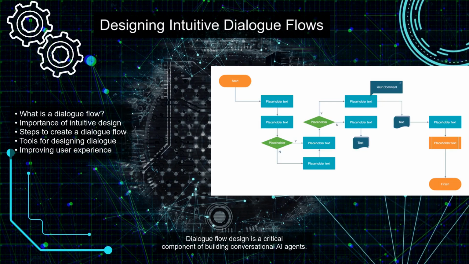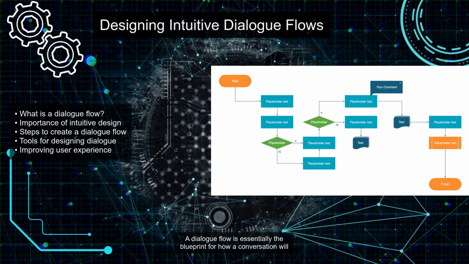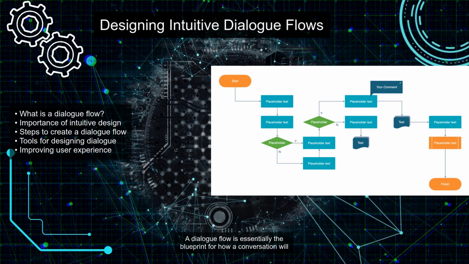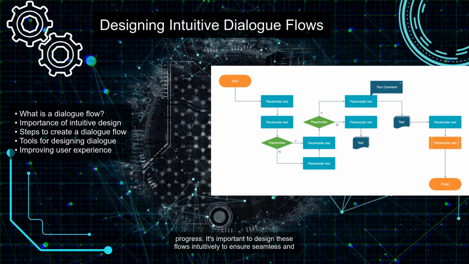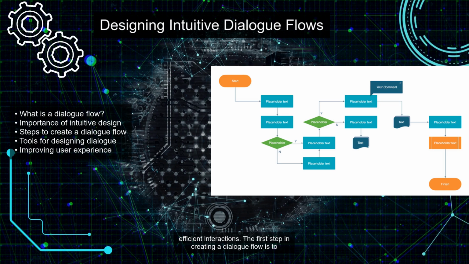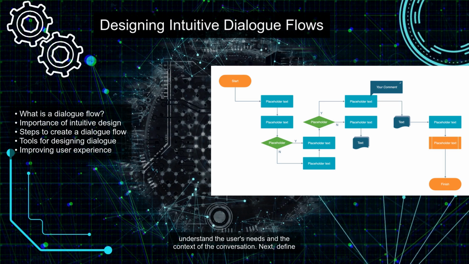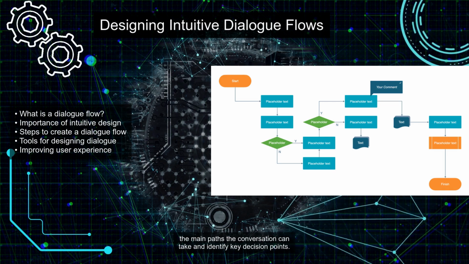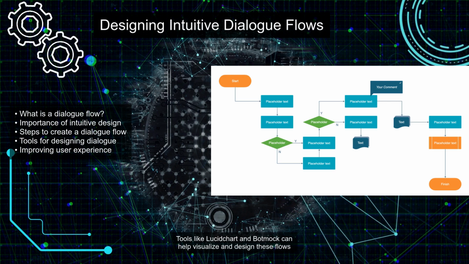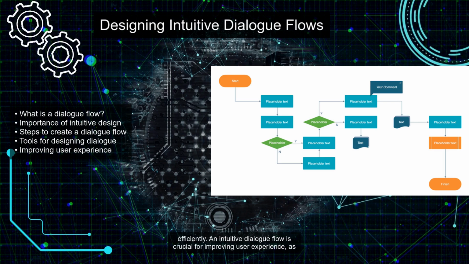Dialogue flow design is a critical component of building conversational AI agents. A dialogue flow is essentially the blueprint for how a conversation will progress. It's important to design these flows intuitively to ensure seamless and efficient interactions. The first step in creating a dialogue flow is to understand the user's needs and the context of the conversation. Next, define the main paths the conversation can take and identify key decision points. Tools like Lucidchart and Botmock can help visualize and design these flows efficiently.